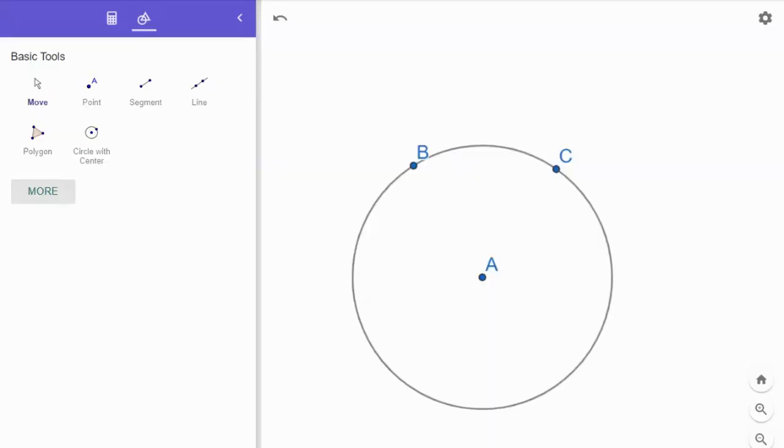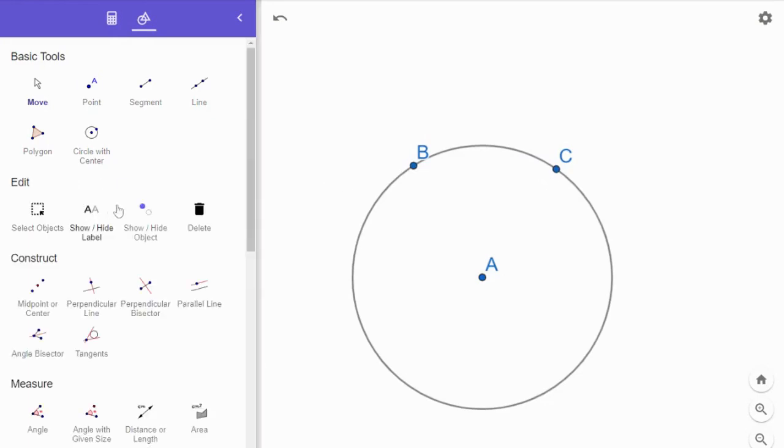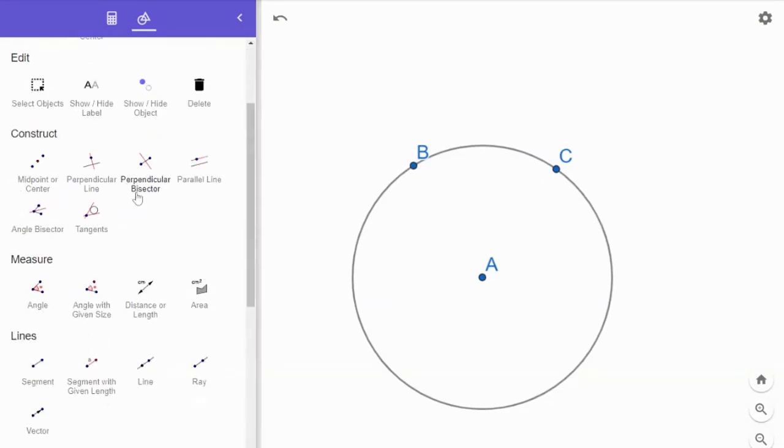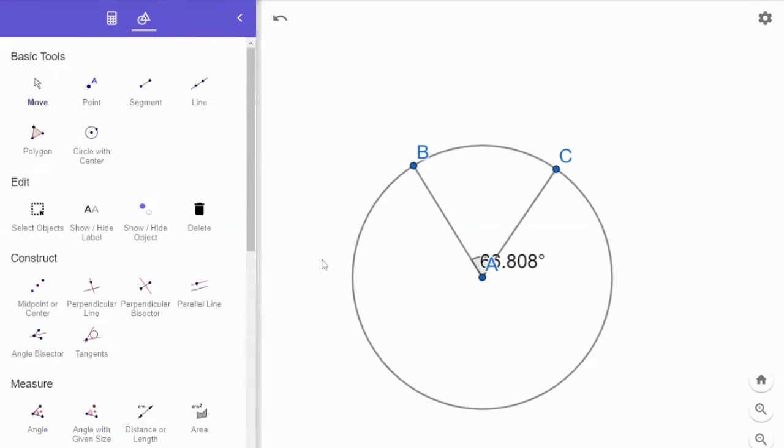Okay, so if we want to measure how many degrees this arc is on GeoGebra, we're going to have to go to the more menu. Okay, and let's see if we can measure an arc. Now, that's not actually an option. So what we're going to have to do instead is draw in our 2 radii, and we learned that the central angle is the same as the arc measure. So I can measure this angle, BAC, that central angle of, what did it come out to be, 66.8 degrees. That means that that is the same as this measure of an arc.